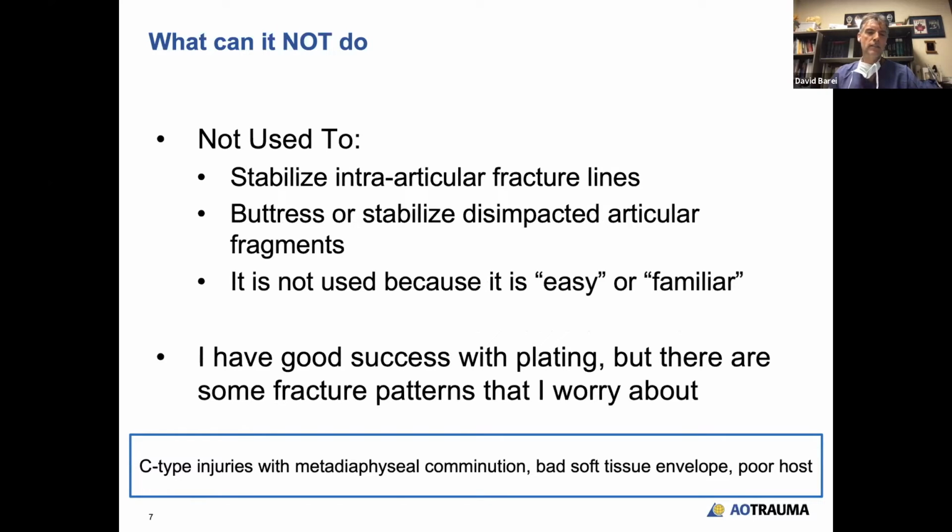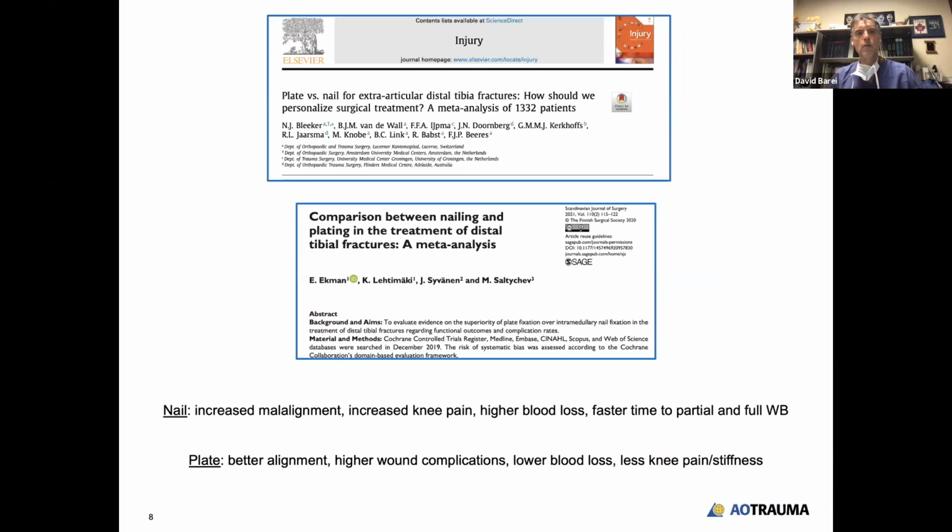I have pretty good success with plating, but there are definitely some fracture patterns that I worry about. What I've tried to think about is, well, when do I pull this nail out? I think C-type injuries with metadiaphyseal comminution, people with bad soft tissue envelopes, and people that are relatively poor hosts.